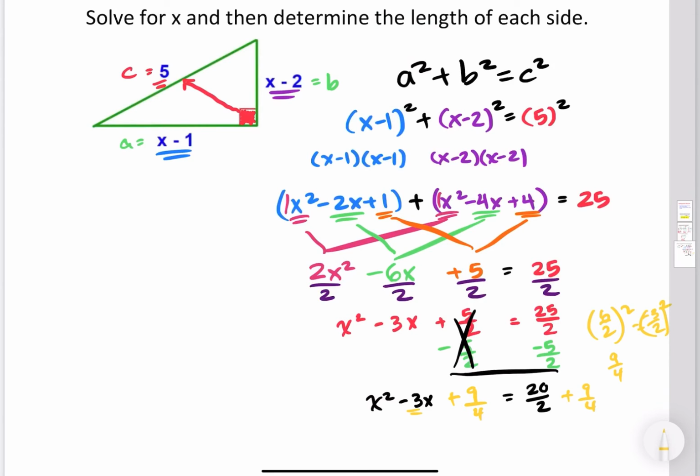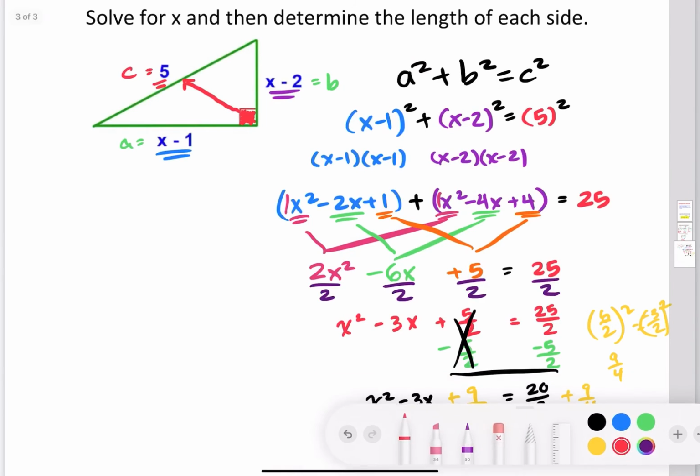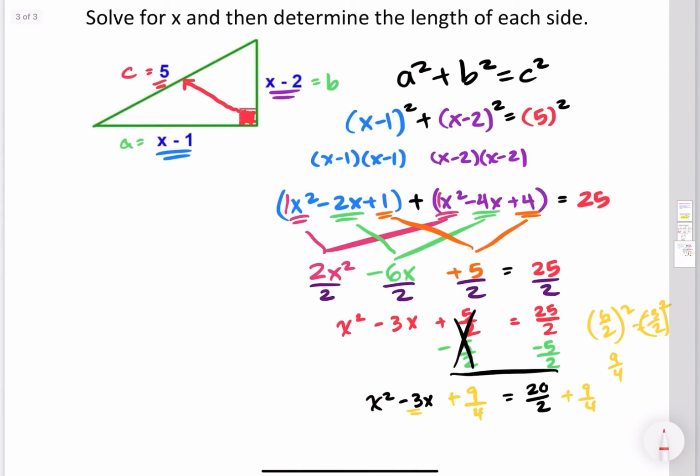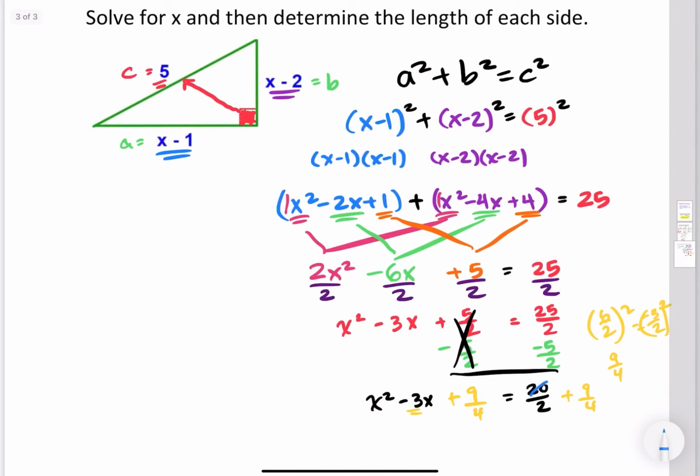Okay, so now if we add these, we have to have a common denominator. That common denominator is going to be 4, so I have to multiply both of these by 2. So 20 and a 2 by 2 changes this to 40 over 4. Now I can combine those. So now we're left with x squared minus 3x plus 9 over 4 is equal to 49 over 4.